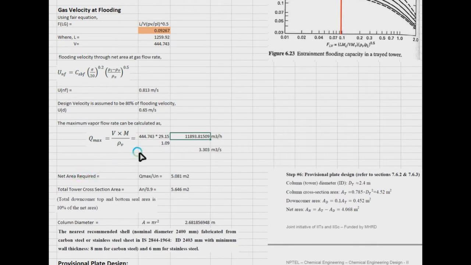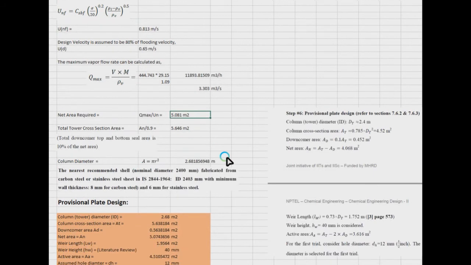Now the net area required based on our vapor flow rate will be equal to the simple formula of continuity. Q is equal to AV, area multiplied by velocity. So area will be equal to the flow rate divided by velocity, and here it is calculated to be 5.081 meters square. Now the total cross section area with 10% top and bottom seal area clearance or addition, dividing it by 0.9, we get 5.646, because for 10% you can multiply the area with 1.1 or divide it by 0.9. It's the same thing on both ends.